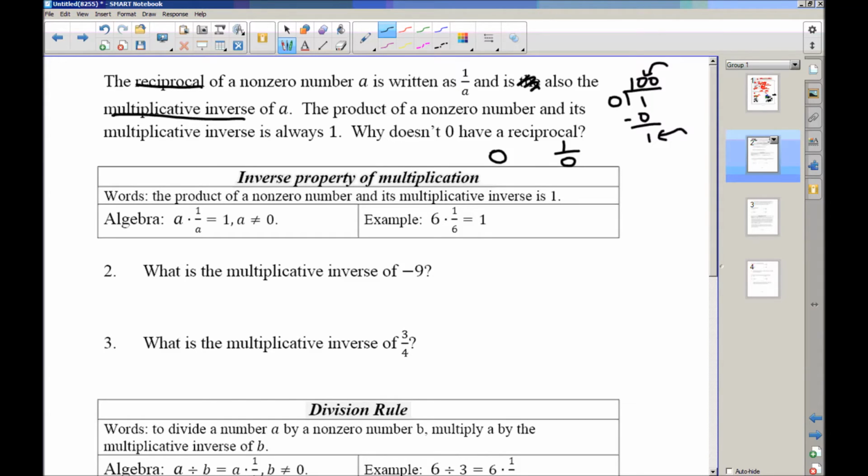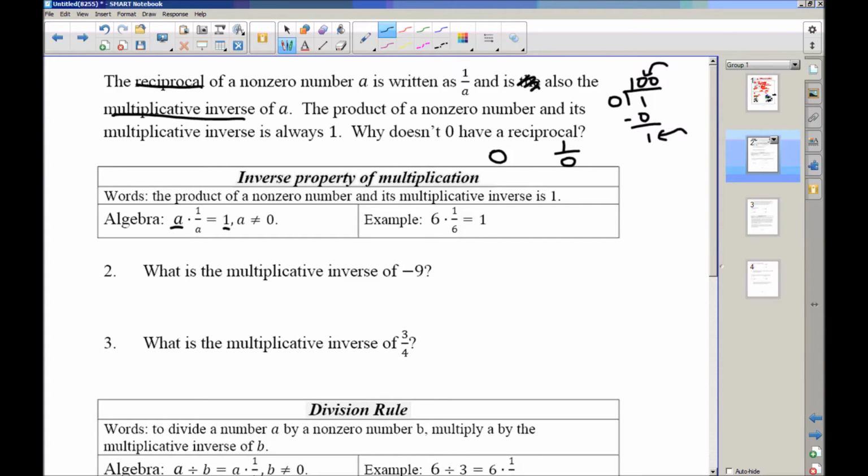Okay, so the inverse property of multiplication. The product of a non-zero number and its multiplicative inverse is always 1. In algebra, that's said like this. A is the non-zero number. 1 over a is its reciprocal or multiplicative inverse. If I times them together, I get 1.